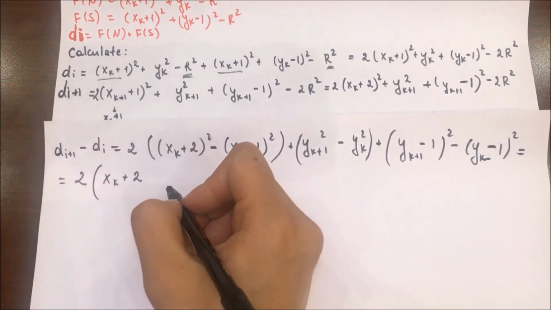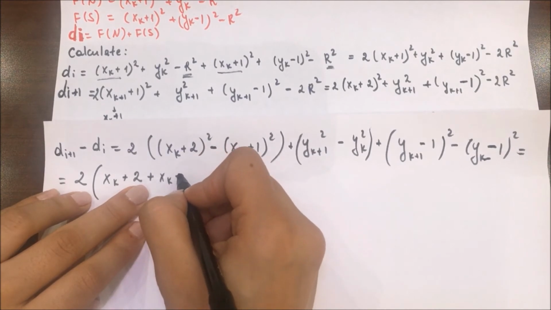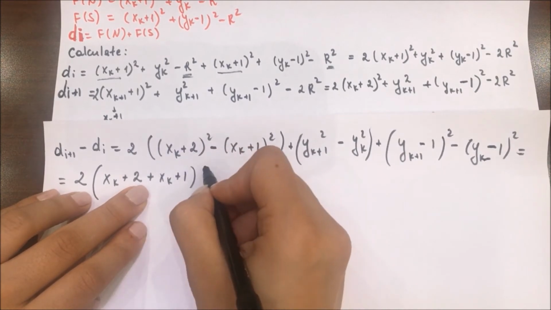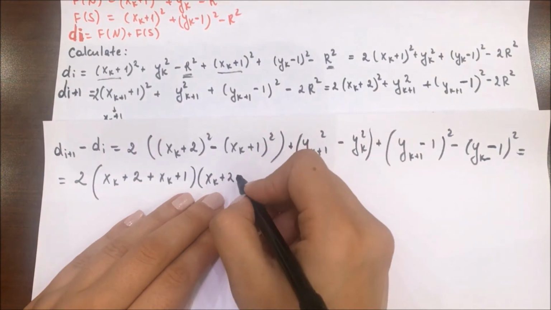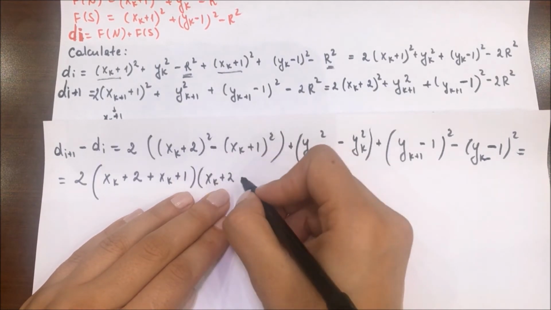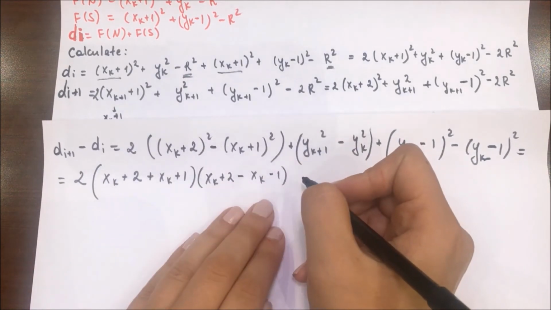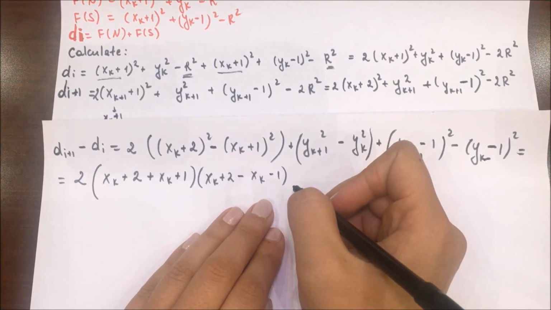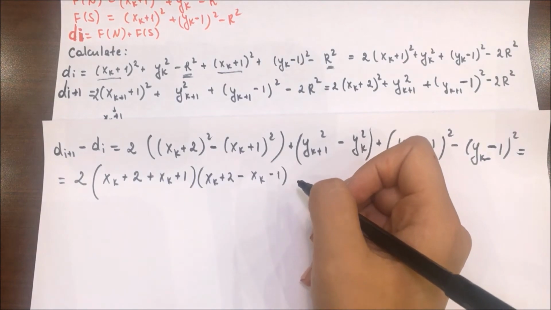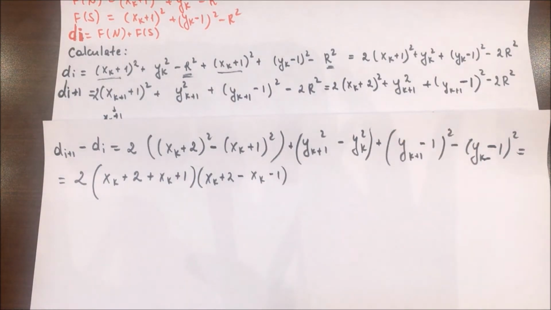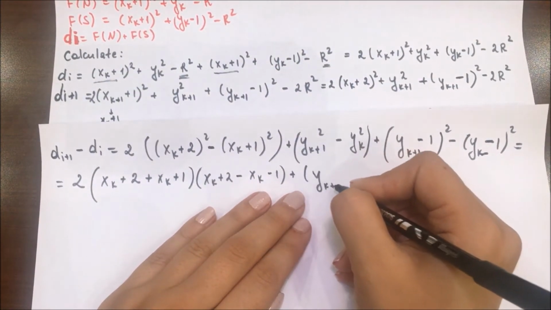So we get 2 times (xk plus 2 plus xk plus 1) times (xk plus 2 minus xk minus 1). This is the simplification formula of a square minus b square. It will equal a minus b times a plus b. I'm using this formula in order to simplify my equation. I hope you understand this simple mathematical simplification process.